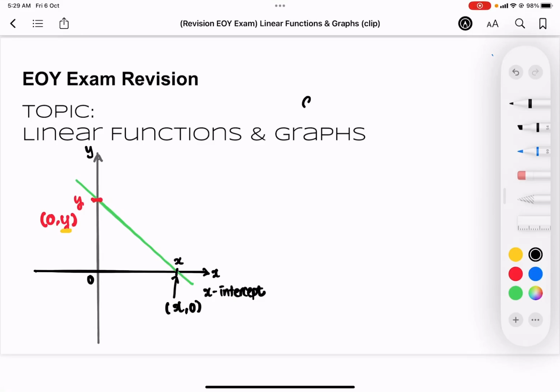Now, let's try to sketch a graph. For example, the equation is y equals 2x plus 5. Now, with what we have understood about the equation, we know that the graph is going to have a y-intercept at 5, and because the gradient is positive, it goes up.